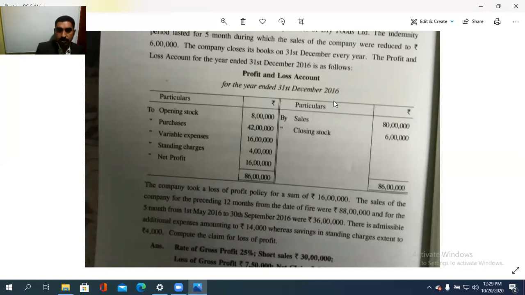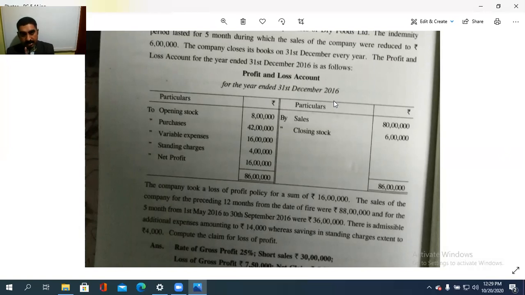Company took a loss of profit policy for a sum of 16 lakh. So policy amount is 16 lakh. The sales of the company for the preceding 12 months from the date of fire were 88 lakh. So annual sales, annual turnover 88 ലക്ഷം. അതിന്റെയാണ് GP percentage കാണുന്നത്. 88 lakhs, and for the 5 months from 1st May 2016 to 30th September 2016 were 36 lakhs.